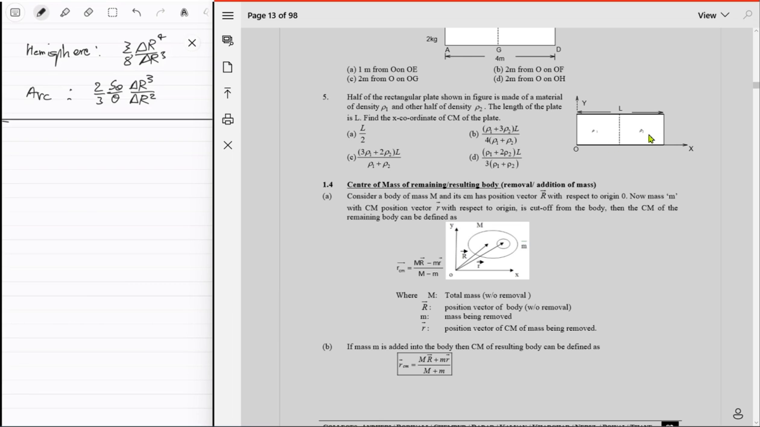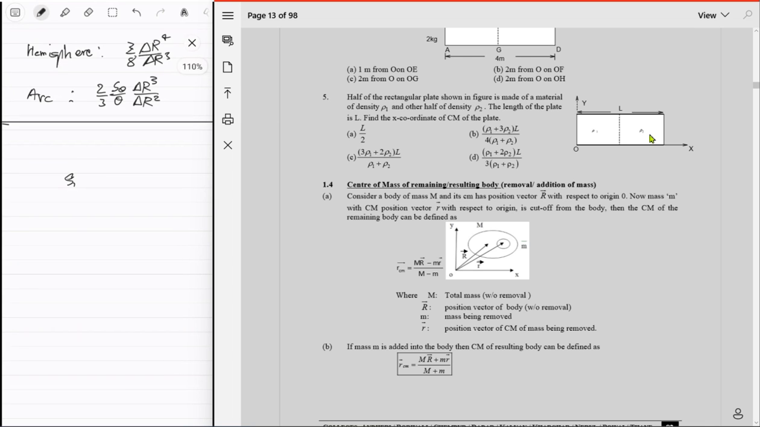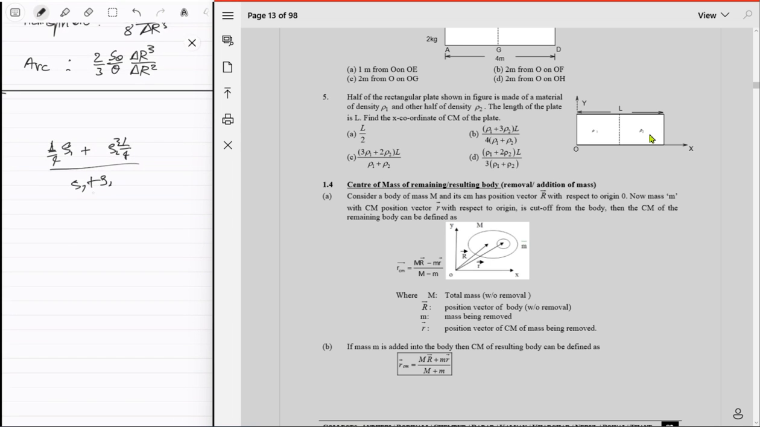So just 1/4 times... so 1. I'm gonna do the thing, of course. Rho 1 times L upon 4 plus rho 2 times 3L upon 4, upon rho 1 plus rho 2. Yeah, that's what this is. Just take L upon 4 common, and we get rho 1 plus 3 rho 2 upon rho 1 plus rho 2. So that is B. Yeah, next question. B should be correct.